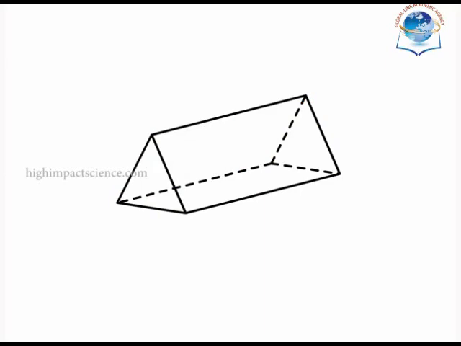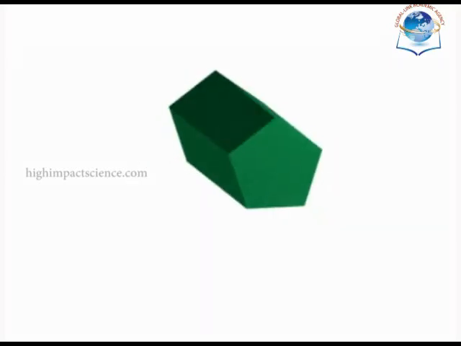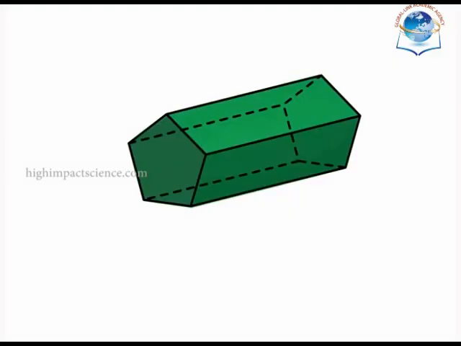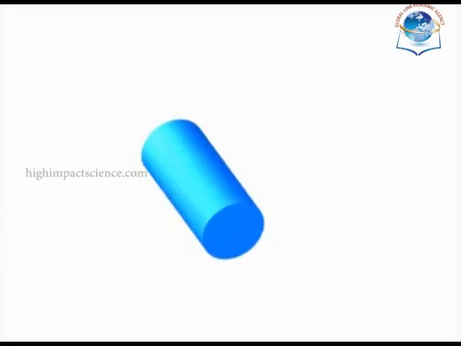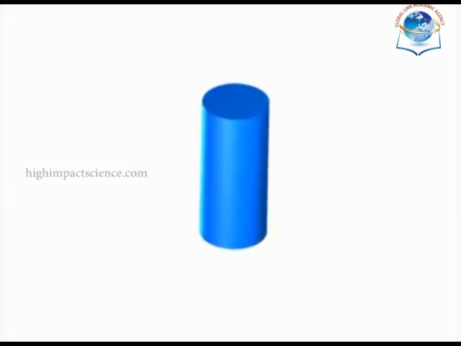Now here is a different prism. Here, the parallel faces are pentagons. The prism has 7 faces. This is a cylinder. A cylinder is a circular prism with a curved surface.